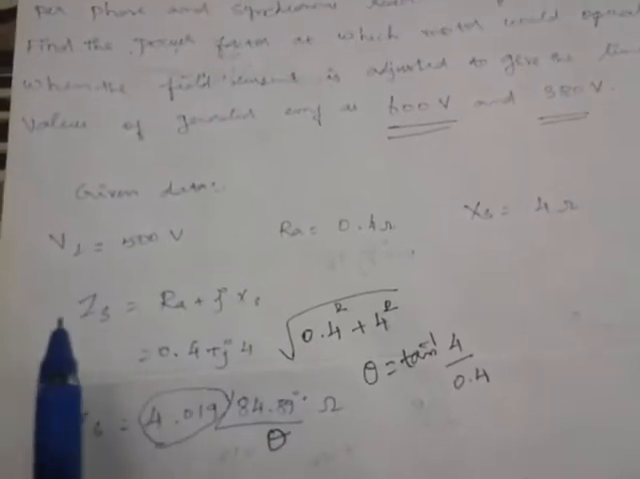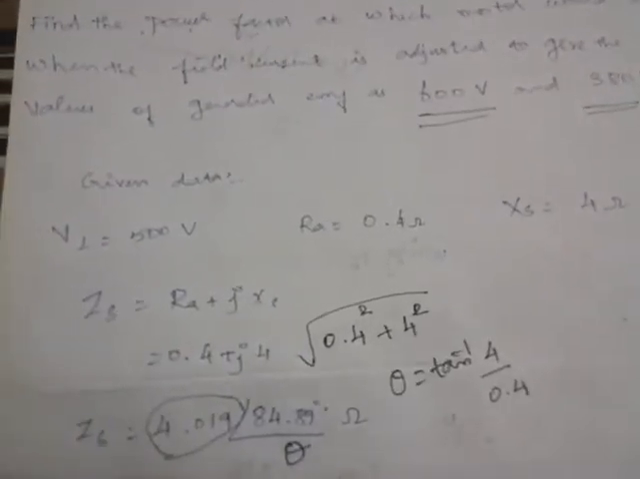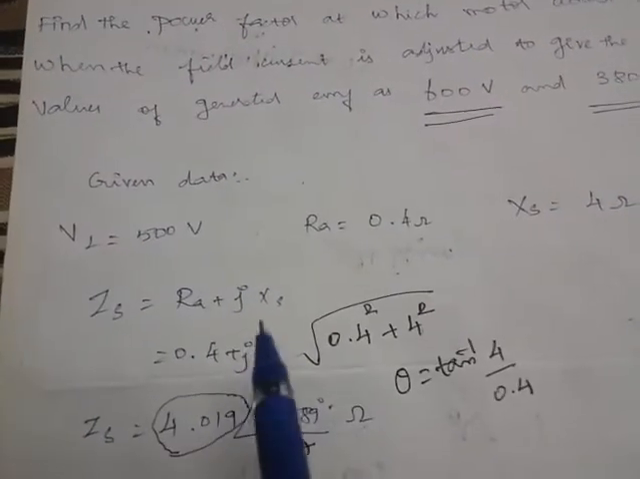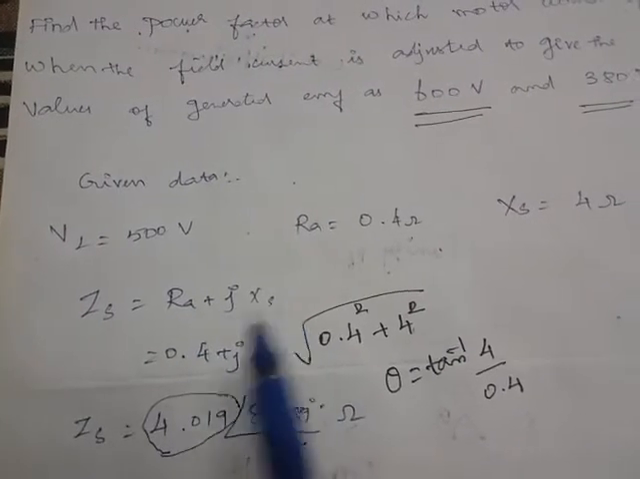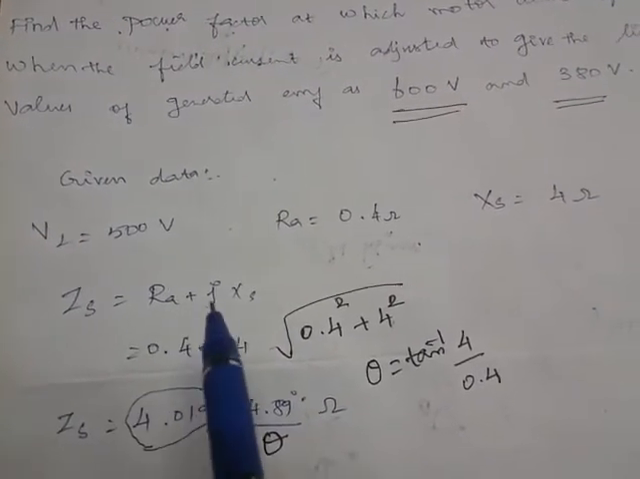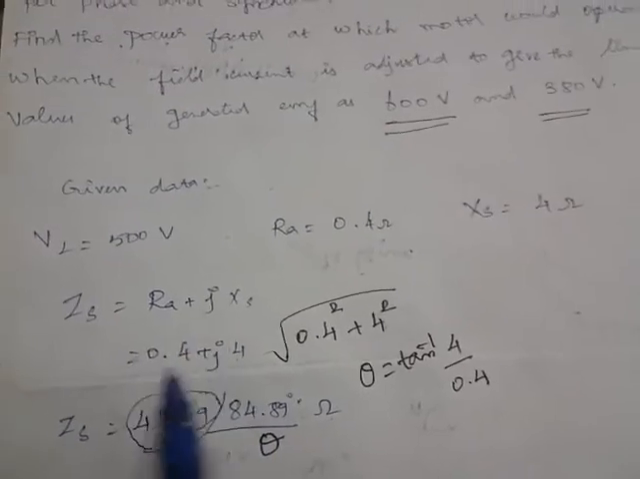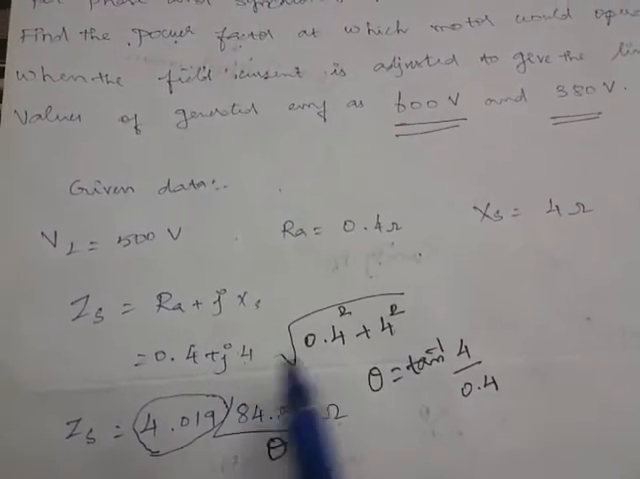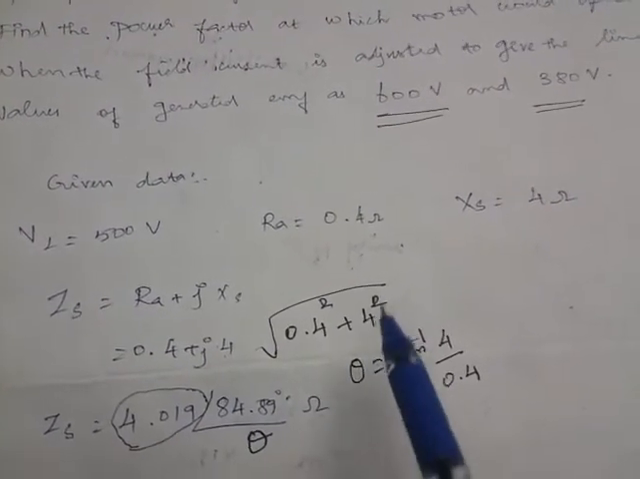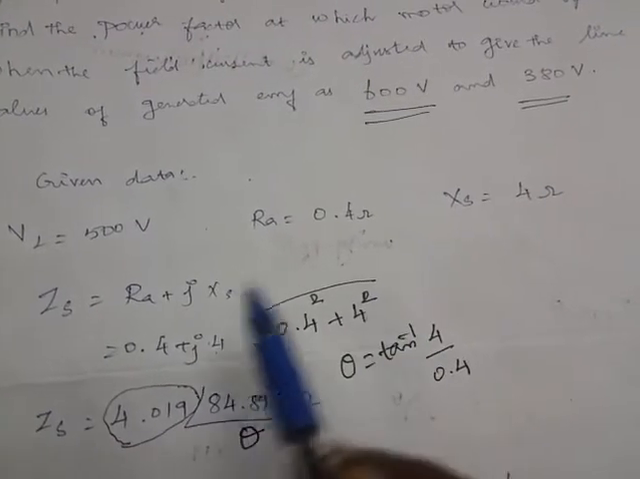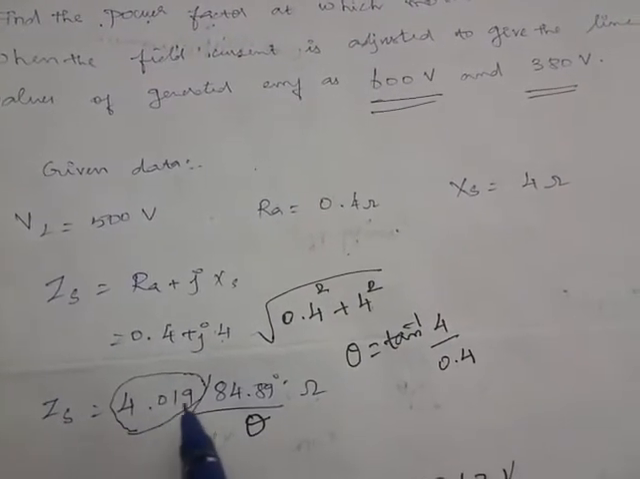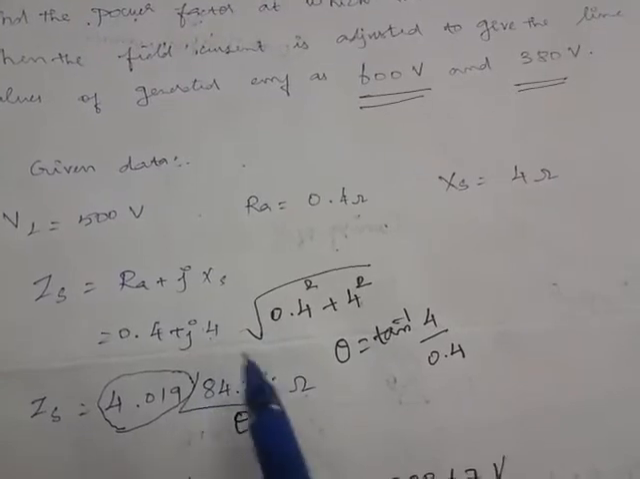So you can find out the synchronous impedance. ZS equal to RA plus jXS, so 0.4 plus j4. How to find the magnitude? Root of 0.4 whole square plus 4 whole square. You can find out this value. The value is 4.019.